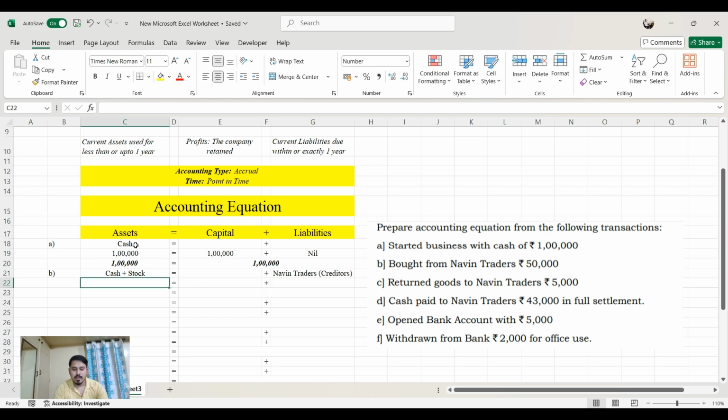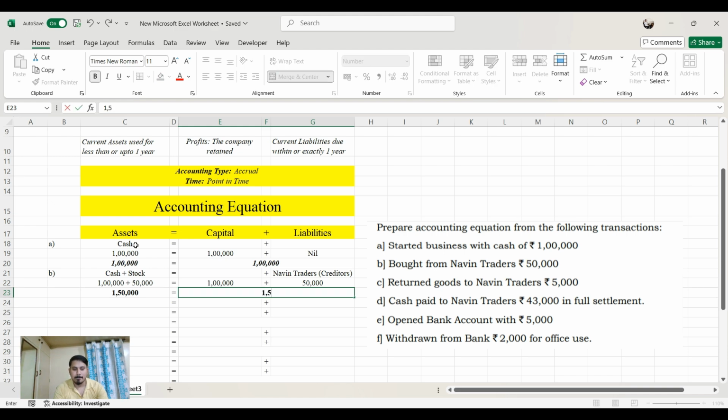So the values will be: the cash of rupees 1 lakh remains the same because I have not spent the cash, and the stock coming into the business is 50,000, and the capital remains unchanged because I have not made any kind of payments. So the liability will arise by 50,000. So by the end of the second equation, the accounting equation will be 1 lakh 50,000 on both sides.